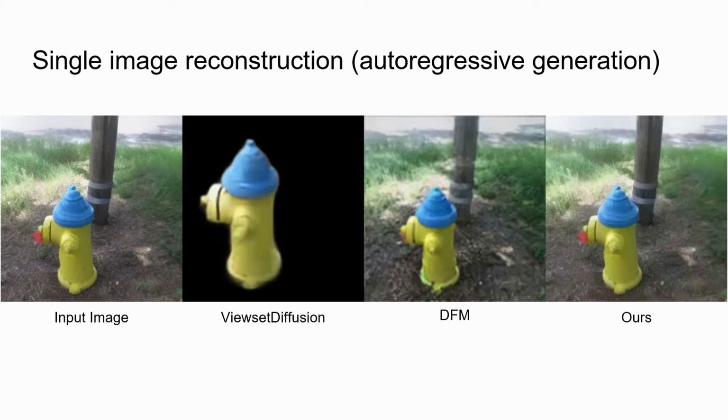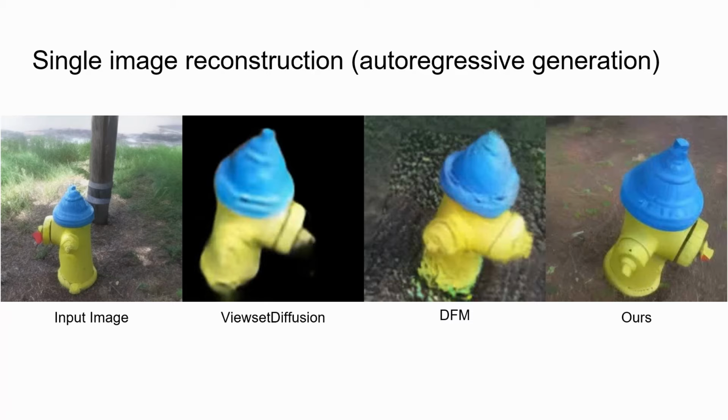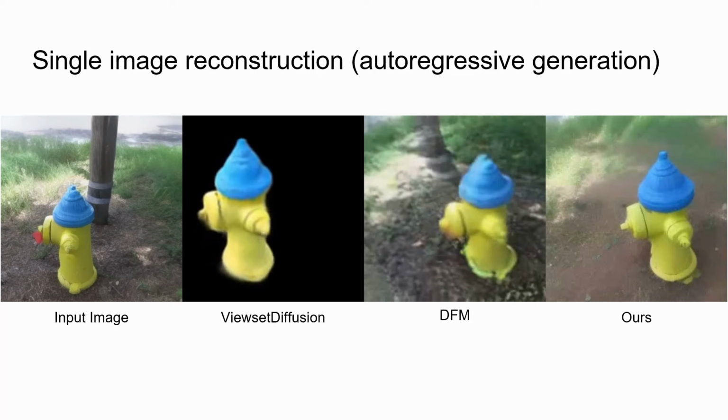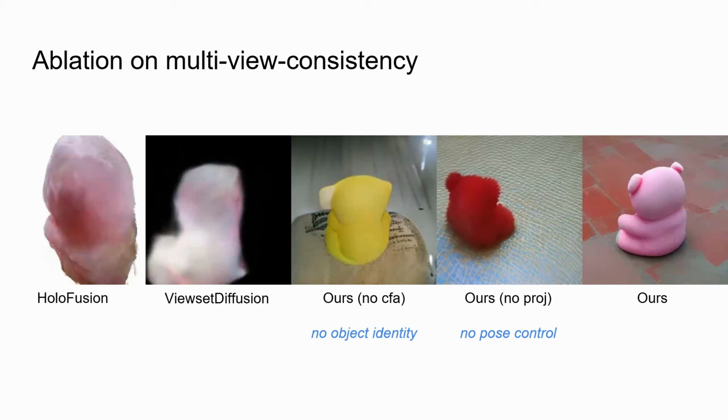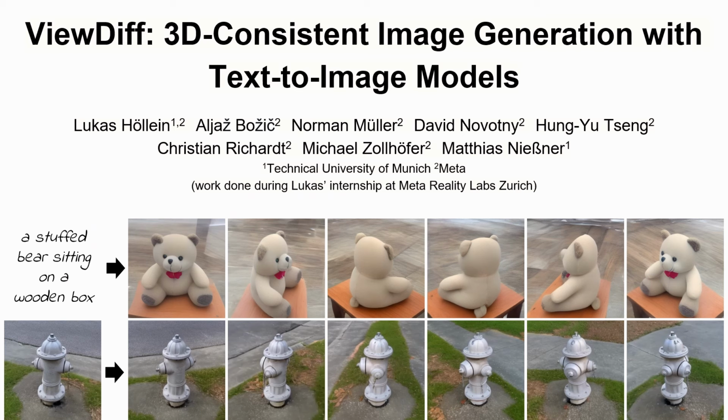We can also apply our method for single image reconstruction. Here, our method produces objects with more details than baselines. Our proposed layers are necessary to obtain view-consistent results. Please see our main paper for more details and quantitative results. Thank you for your attention.